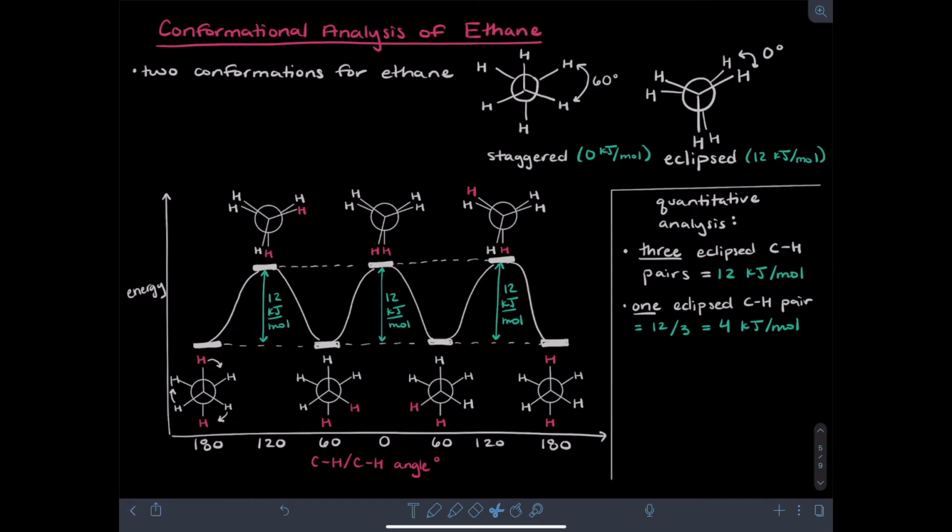I would take my 12 value and divide by 3, my total number of eclipsed pairs, to calculate 4 kilojoules per mole. What this means is that in my eclipsed conformation, each instance of a carbon-hydrogen bond eclipsing another carbon-hydrogen bond has an energy cost of 4 kilojoules per mole. Because I have 3 of these eclipsed pairs, that adds up to my overall 12 kilojoule per mole energy cost.